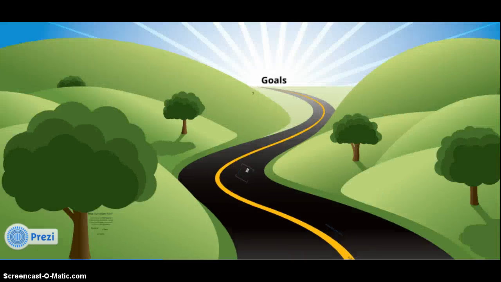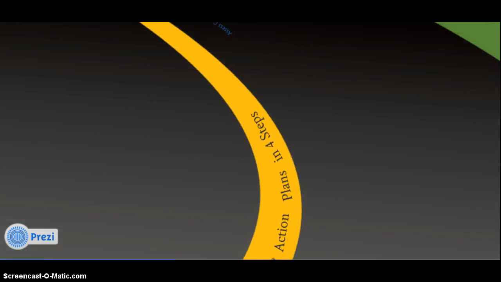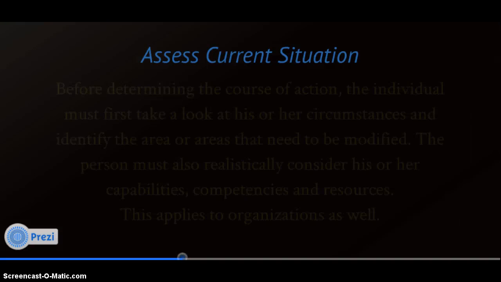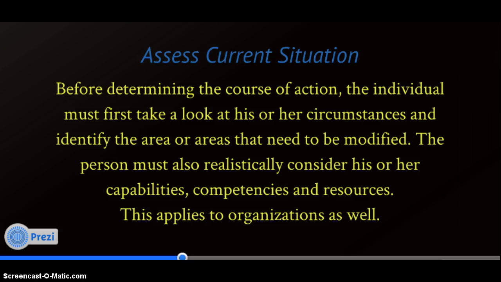Now let's look at the 4 steps that need to be taken in order to create and implement an effective action plan. The first step is to assess the current situation. Before determining the course of action, the individual must first take a look at his or her circumstances and identify the area or areas that need to be modified. The person must also realistically consider his or her capabilities, competencies, and resources. This applies to organizations as well.